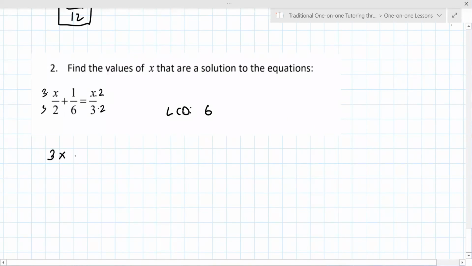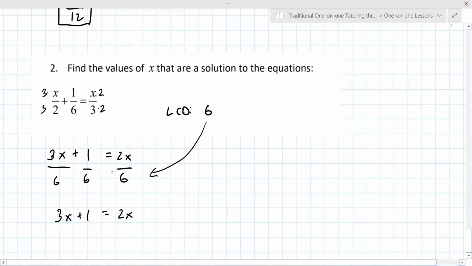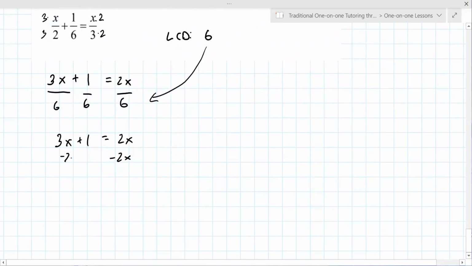So that gets you 3x plus 1 equals 2x. And on the bottom, it's 6, 6, and 6. Make sure that's clear, because if it's not, we should redo that step. Now you can actually just set the numerators equal. The reason is because you multiply both sides by 6, the LCD, and everything goes away. The shortcut is to just recognize that and write the numerator. So subtract 2x, subtract 1, x equals -1.